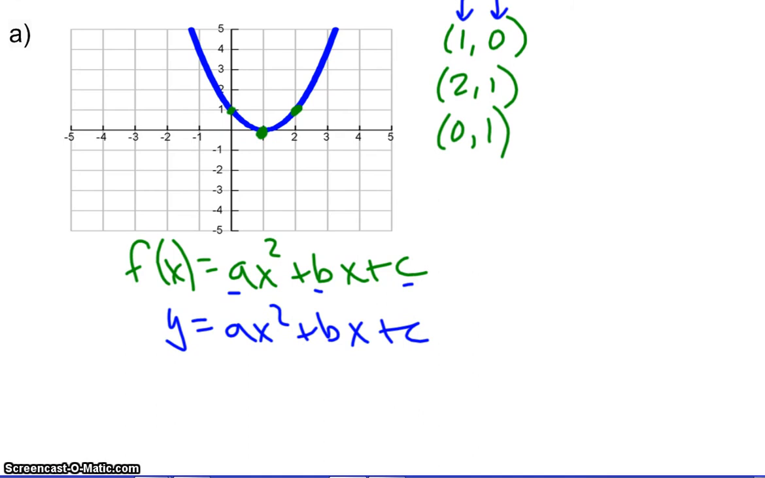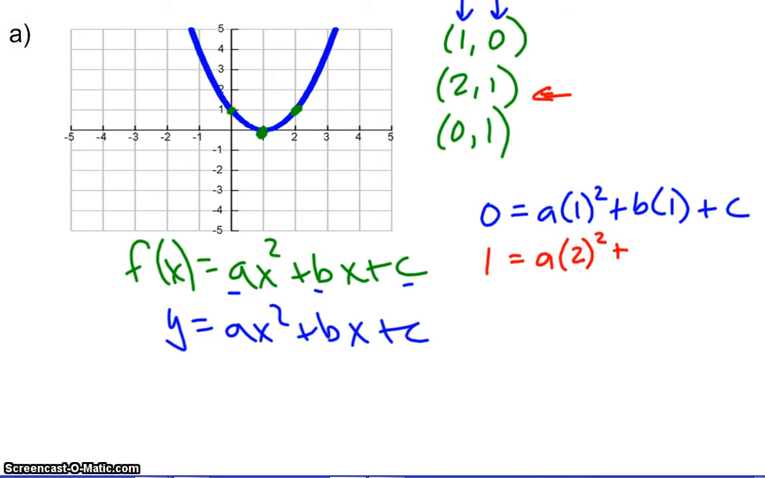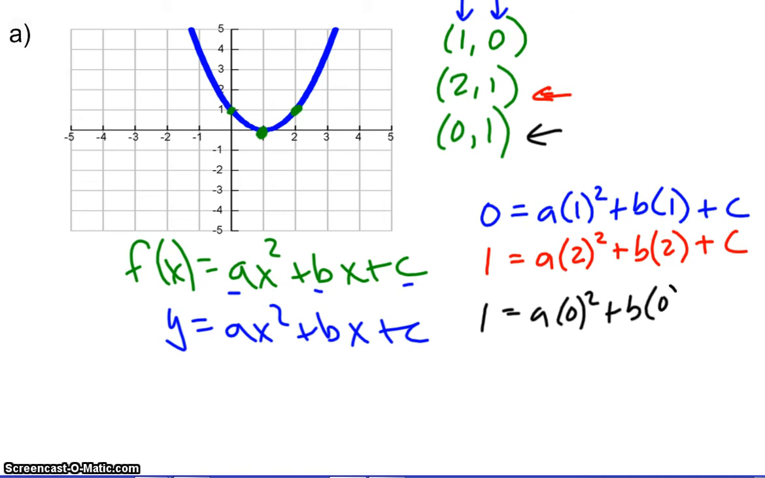So the first one we're going to do is plug 1 and 0 in. So we're going to plug 0 in for y and 1 in for x. And then our second one, we're going to plug in 1 for y and 2 for x. And then for our last one, we're going to plug in 0 and 1. So we can go ahead and simplify these now.